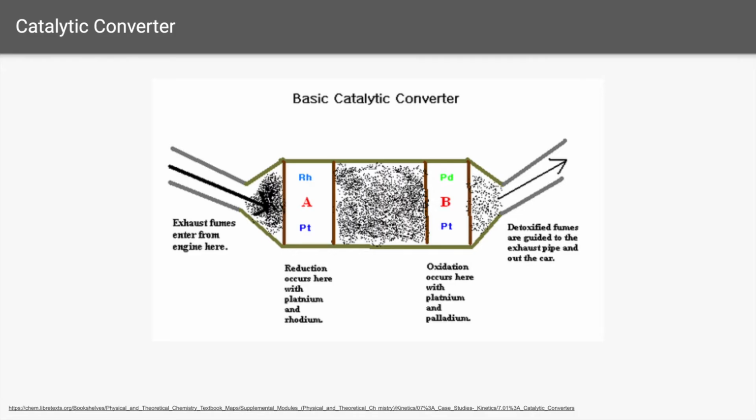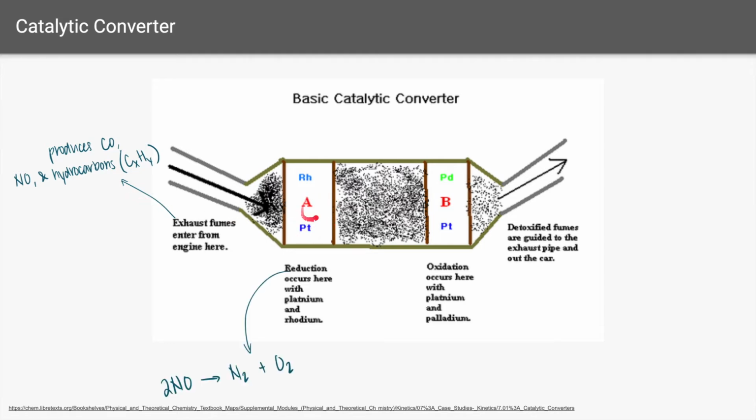This is a catalytic converter, and it deals with the carbon monoxide, nitrogen monoxide, and hydrocarbons produced from the combustion in the car exhaust. Here, the reduction of nitrogen monoxide is catalyzed by platinum and rhodium, while platinum and palladium catalyze the oxidation of carbon monoxide and hydrocarbons. As a result, our cars emit less toxic gases at a faster rate thanks to these catalysts.